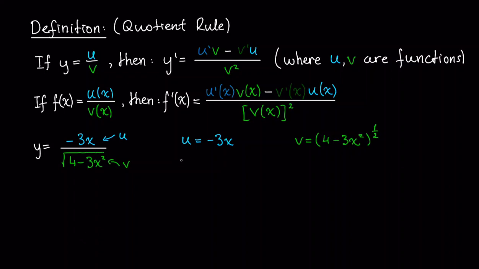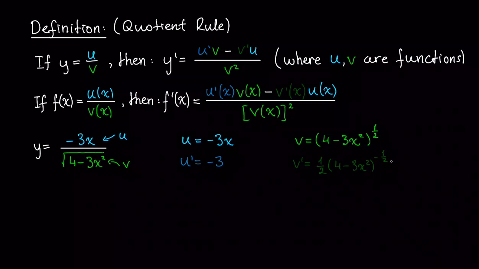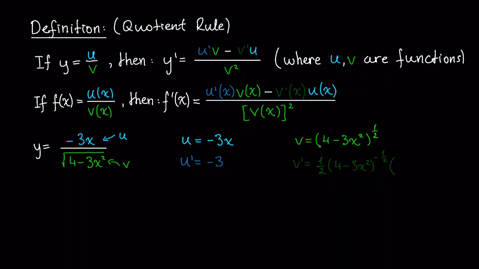So now if u is equal to negative 3x, then u derivative, or u prime, is just negative 3. And for v, well, first we apply the power rule. We get 1/2 times (4 minus 3x squared) to the power of negative 1/2. And then applying the chain rule, since inside the parentheses we have a function 4 minus 3x squared, its derivative would simply be negative 6x.